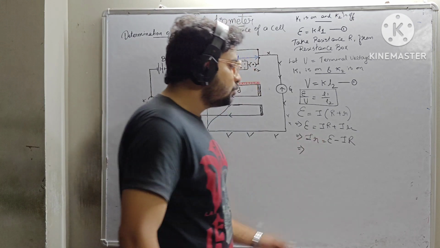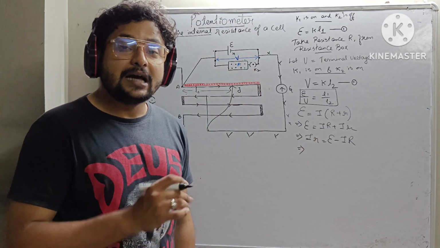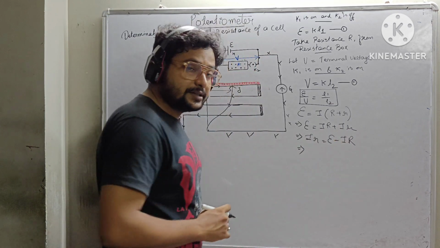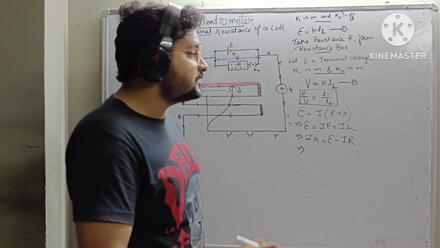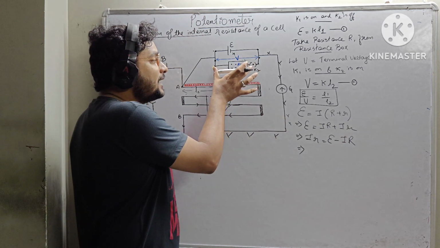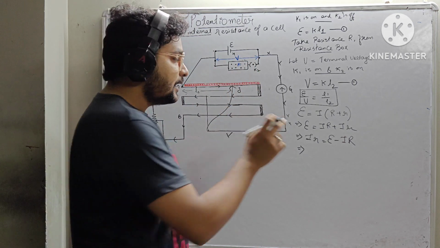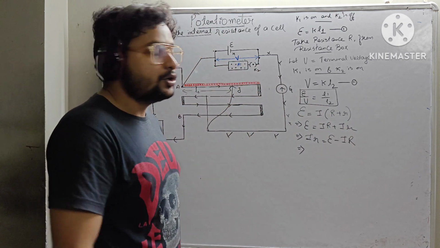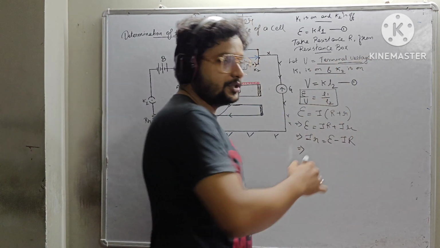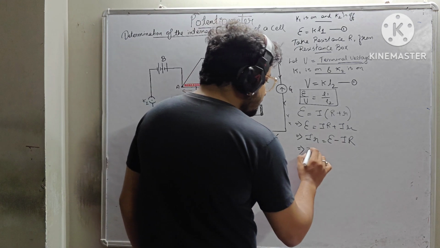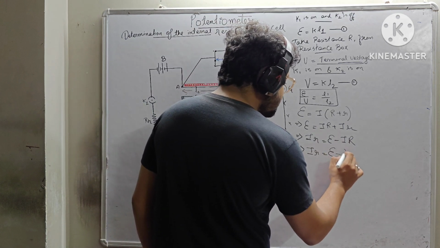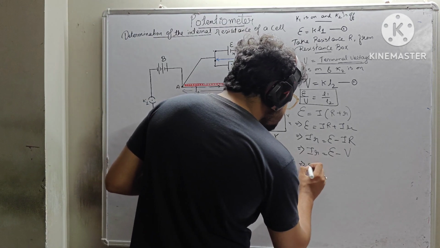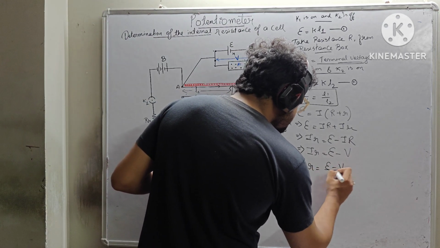Now what is I into capital R? Current into external resistance means the terminal voltage across the resistance R. Current into the external resistance means the potential difference across this resistance R, which is equal to the terminal voltage. Already I said. So this one I can write as E minus V. So from here I can write small r equals (E minus V) divided by I.